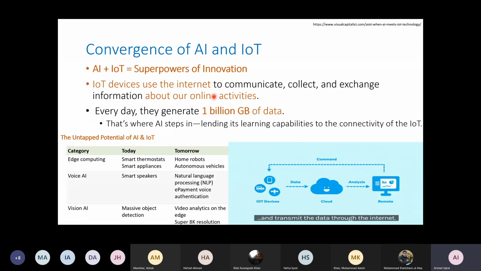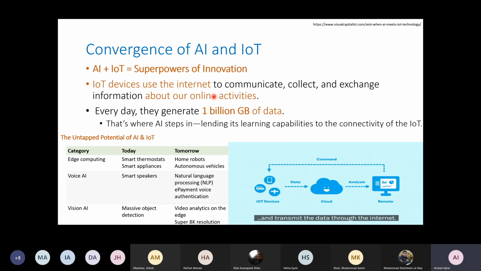So, the convergence of AI and IoT. AI plus IoT gives superpowers of innovation. As we see, IoT devices use the internet to communicate, collect, and exchange information about our online activities. In a report, it is said that every day they generate 1 billion GB of data. That's where artificial intelligence steps in, lending its learning capabilities to the connectivity of the Internet of Things.